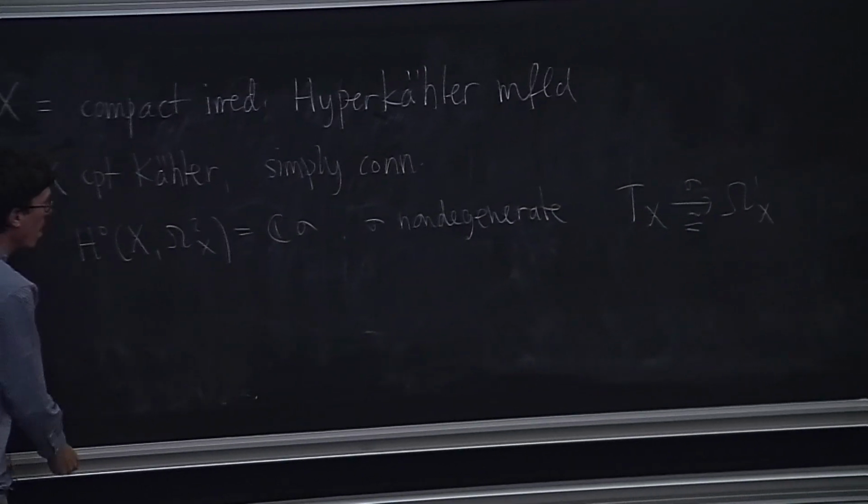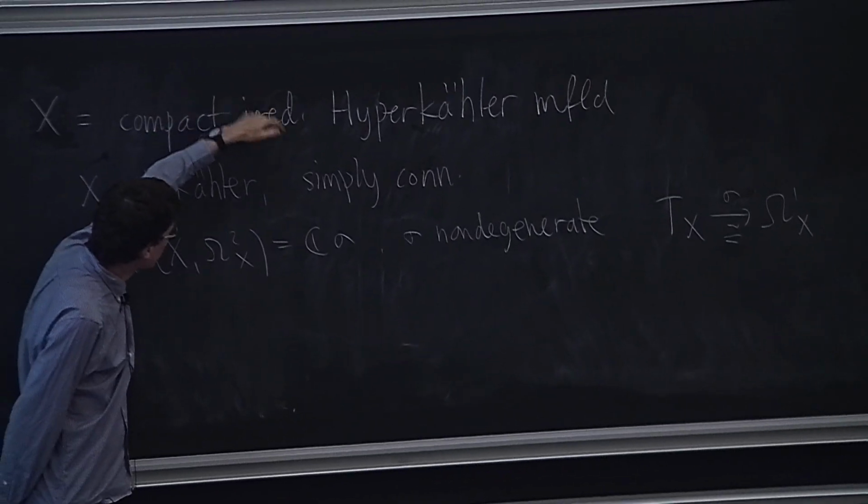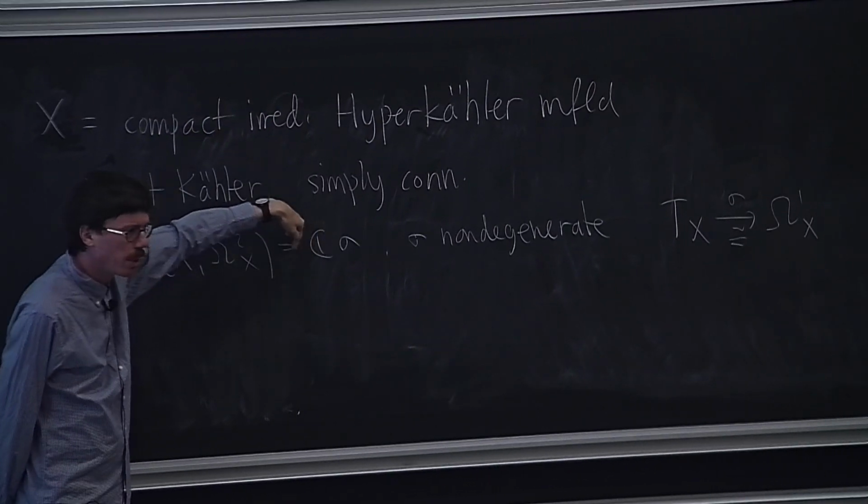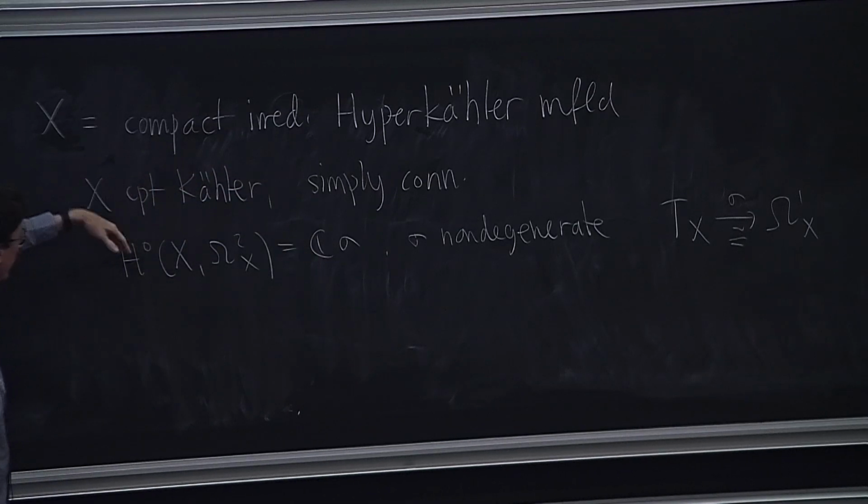OK? So the irreducible part means that this is really just a one-dimensional space, right? So the general theory is that this space here could have dimension more than 1, in which case X would split up as a product of irreducible pieces.